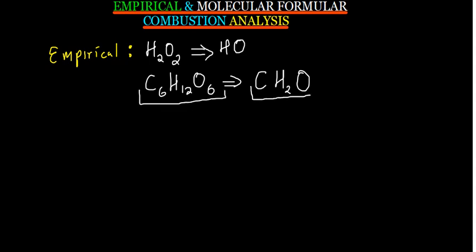So the first is a molecular formula. This is an empirical formula. Molecular formula shows the actual number of atoms that is supposed to react to form a compound. Empirical formula shows the simplest whole number ratio of atoms that are supposed to react to form a compound.